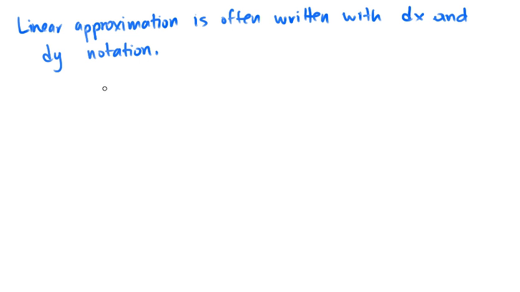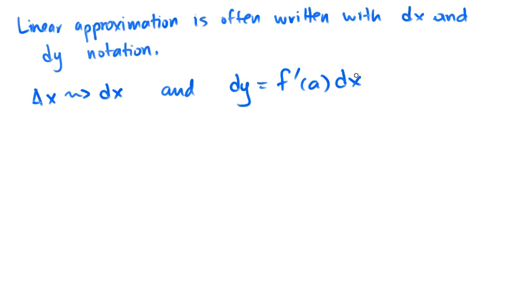Sometimes linear approximation is written with different notation. That means now instead of the change in x, we're talking about dx, or delta x, and therefore the change in y would be the slope times the change in x, because before I had a formula that was delta f, which is the change in the y direction, is equal to f prime of a times the change in x. So these are very, very similar, just using a slightly different notation.